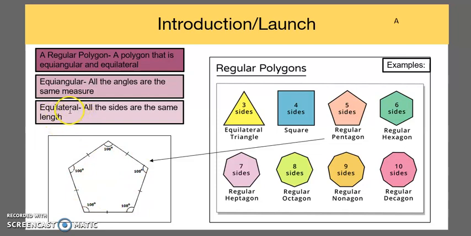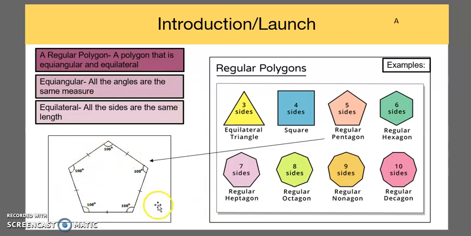Equilateral, when we break up the word, lateral meaning sides, means all the sides are the same length. We can indicate that on this regular pentagon by these markings all around the pentagon, which indicate that they're all the same length.